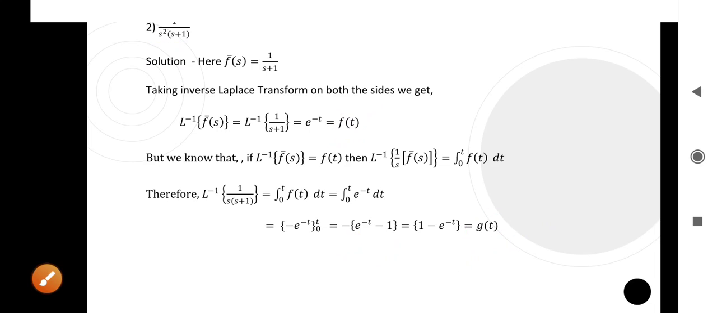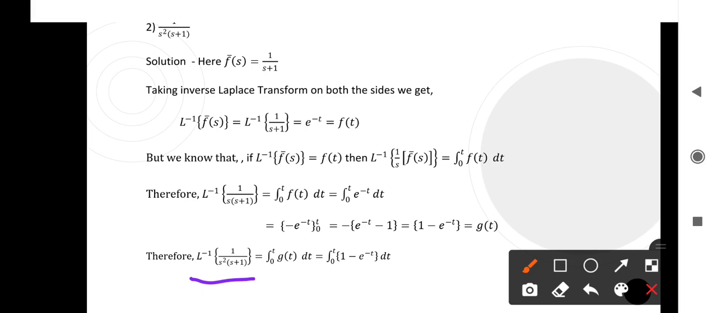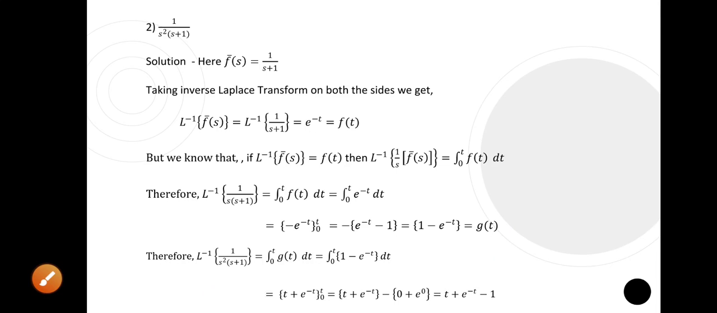So to get the final answer, we have to integrate this g of t with respect to t within the limits 0 to t. That result will be the required function, that is L inverse of 1 upon s square into s plus 1, that is the integration from 0 to t. This latest result g of t you have to consider for integration, and it is 1 minus e raised to minus t. Integration of 1 with respect to t is t.